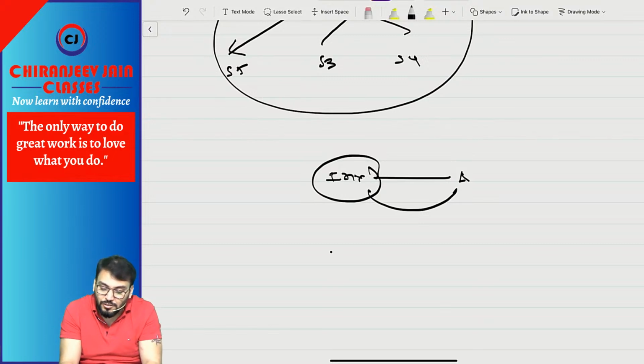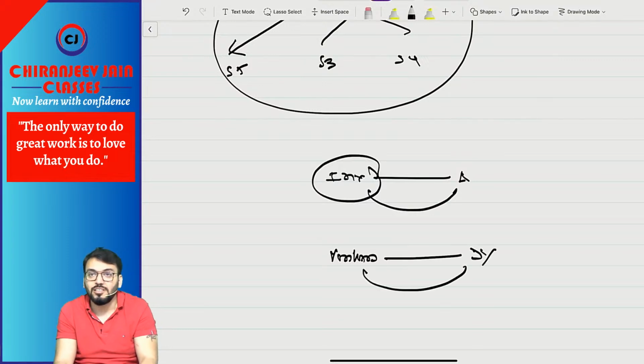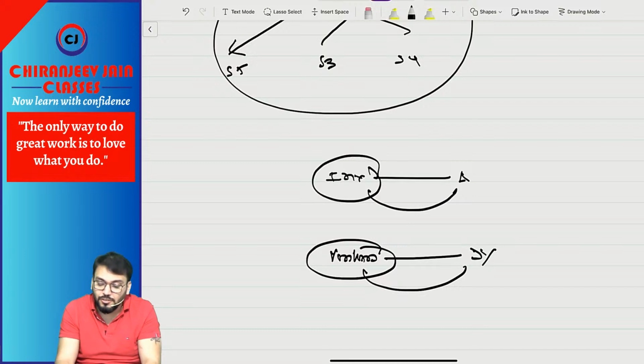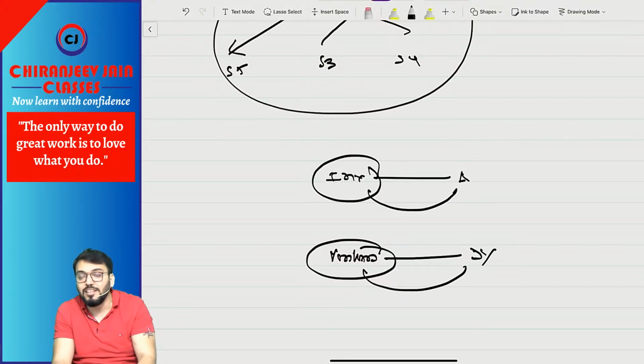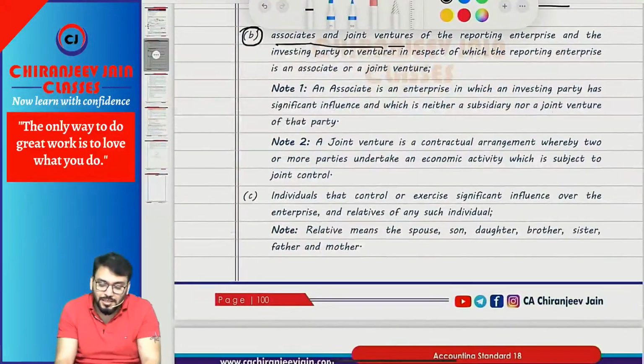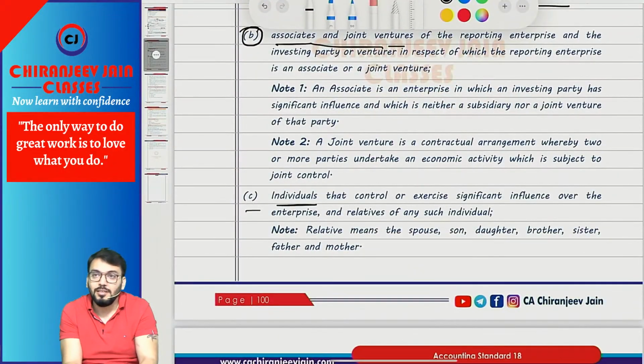Similarly, a joint venturer has a joint venture. So both are related to each other. For venturer, joint venture is related. For joint venture, venturer is related. So always the relationship is two way. If one is related, the other is also related. Correct? Yes, sir. Then the third party is what? An individual that controls or exercises significant influence over the entity and relative of any such individual.